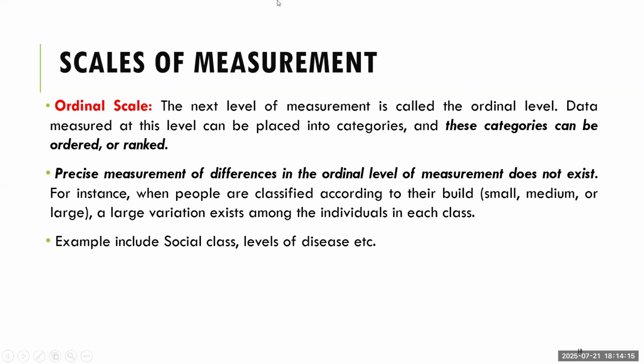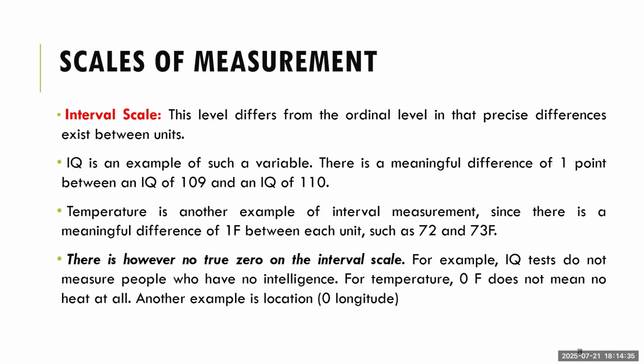So same thing with social class: low socioeconomic status, moderate, high, and all that. Levels of disease, the same thing, right? So precise measurement of the differences in these categories does not exist. So the nominal and ordinal are under the categorical variables, compared to the interval and the ratio scale. The interval and the ratio scale are in the realm of the numerical variables.